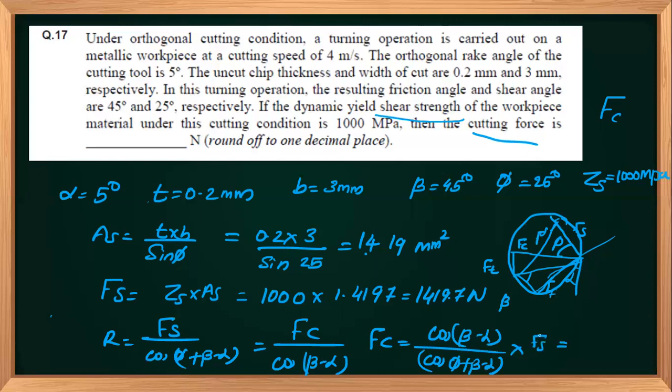So beta is 45, alpha is 5. So that will be cos 40 divided by cos(phi plus beta minus alpha). This is 40 plus 25, which will be 65, right? Divided by cos 65. This will be a fraction, 1.81, multiplied by 1419.7, which will give you 2573.3.